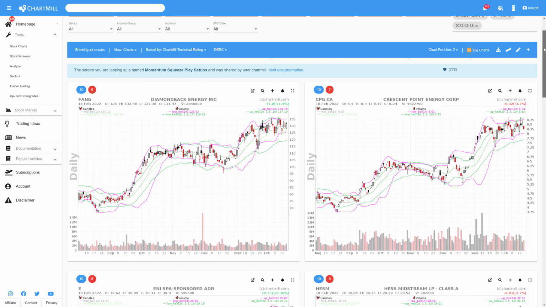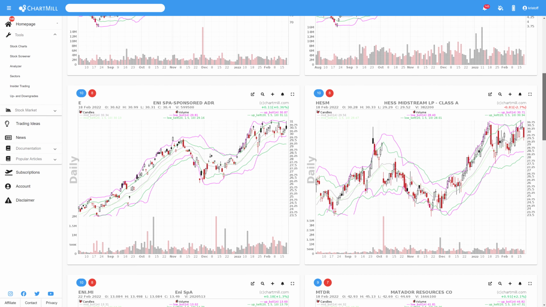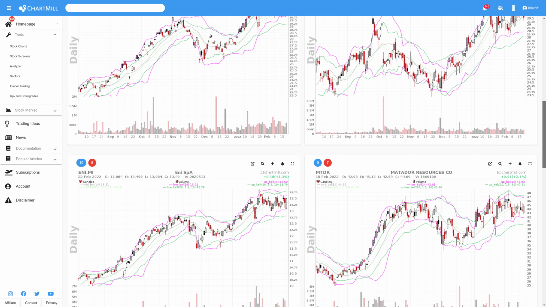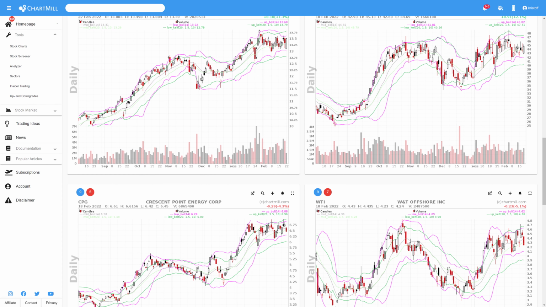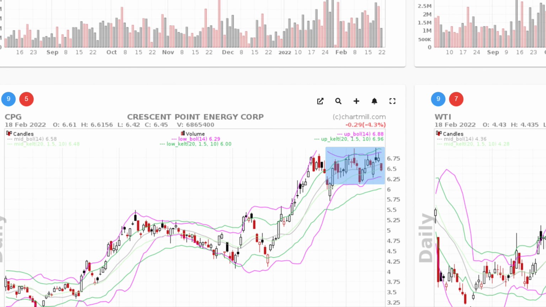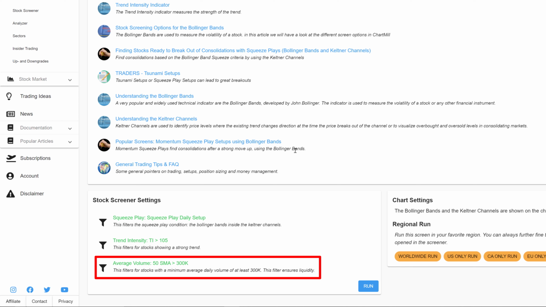The screen does not immediately produce candidates ready for a setup, but these stocks do deserve to be watched as soon as the price breaks out of the existing sideways trading range. A position can then be taken in the direction of the breakout. As a basic filter, only a minimum volume filter of 300,000 units is used here, which can of course be adjusted according to one's own wishes.